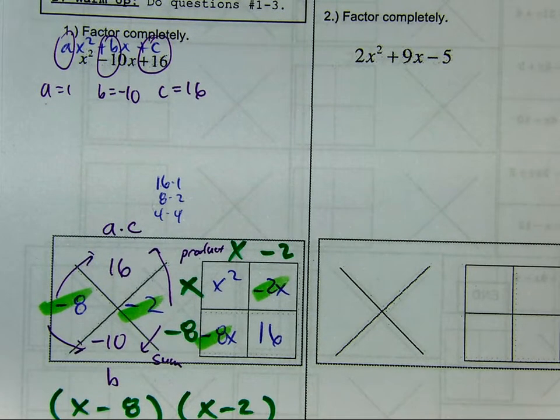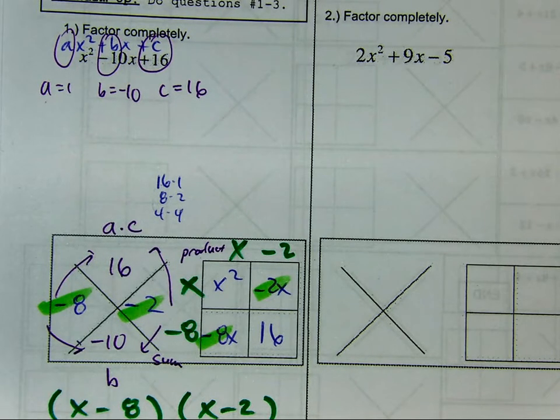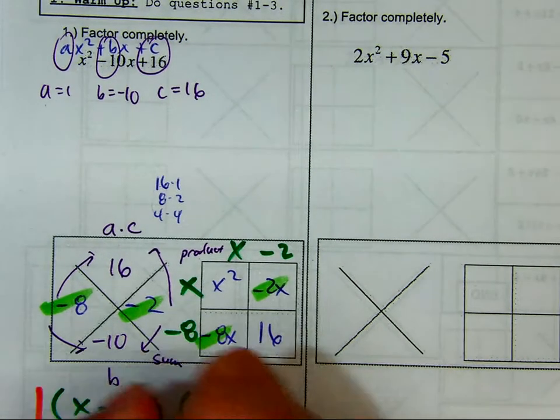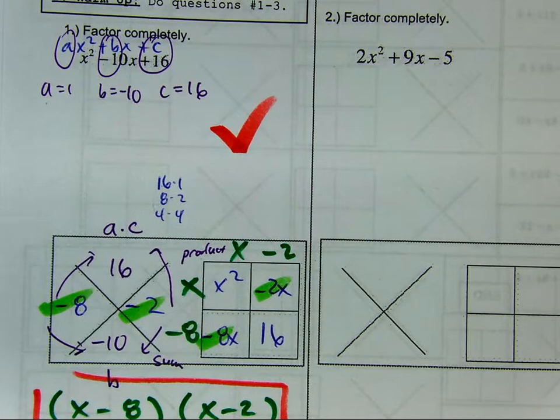Remember, the order does not matter because it's multiplication, so you can change those two. If the person you're grading has the correct answer, I want you to put a check. If they got it wrong, give them an X.